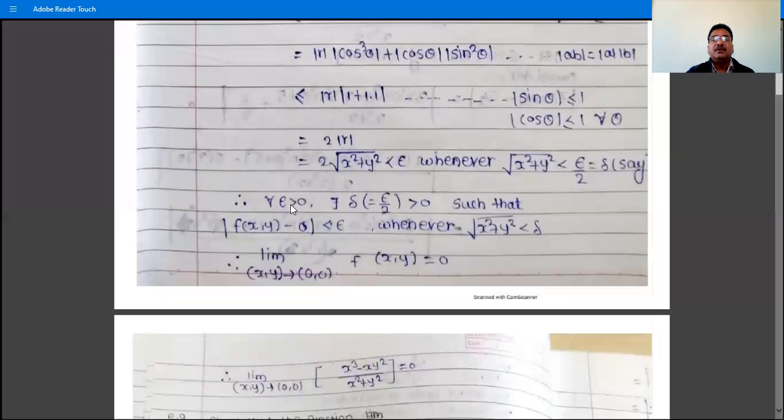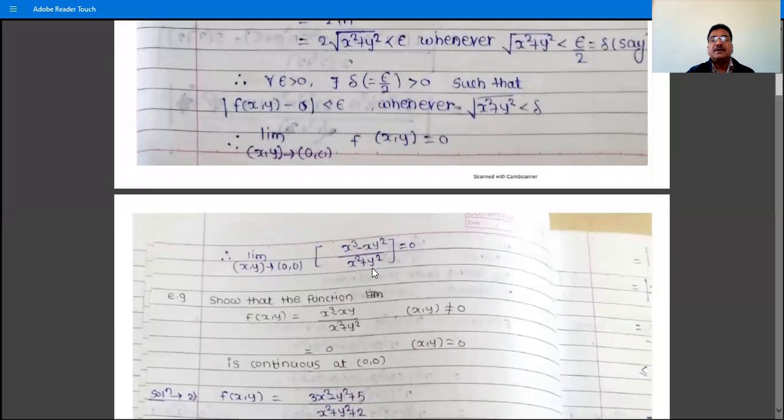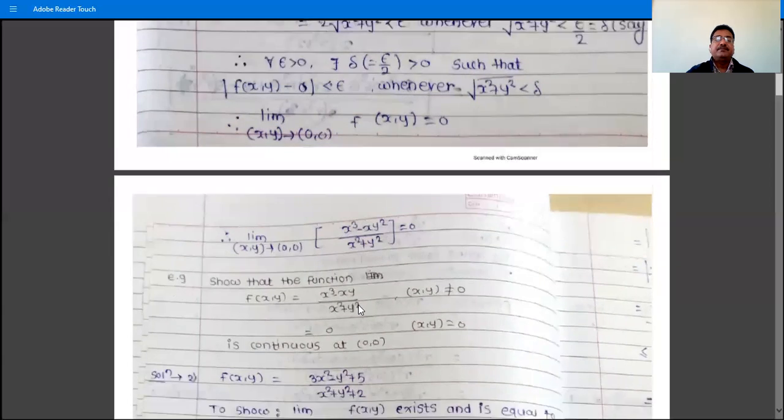So for every epsilon there exists delta greater than 0, such that |f(x,y) − 0| is less than epsilon whenever root x square plus y square is less than delta. This is the definition. And therefore limit as (x,y) tends to (0,0) of f(x,y) is 0. And therefore the limit of (x³ − xy²)/(x² + y²) is 0.